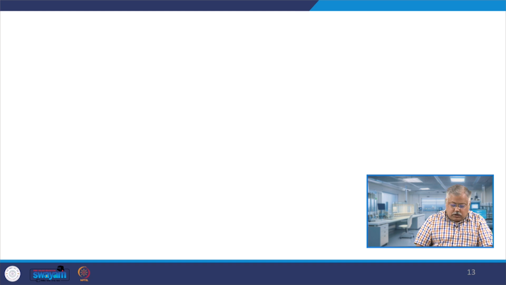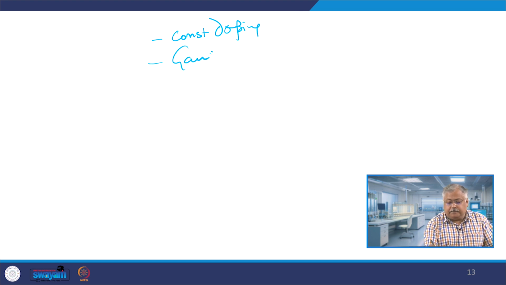So we also found out the variation of threshold voltages. There are two ways in which we can do doping. One is constant doping, and we can also do what is known as Gaussian doping. Once we do constant and Gaussian doping, we can get expressions.